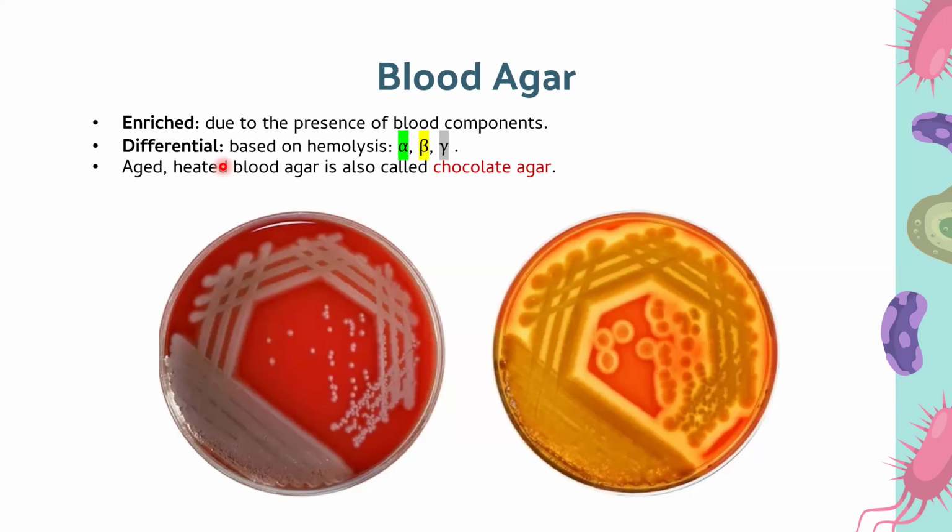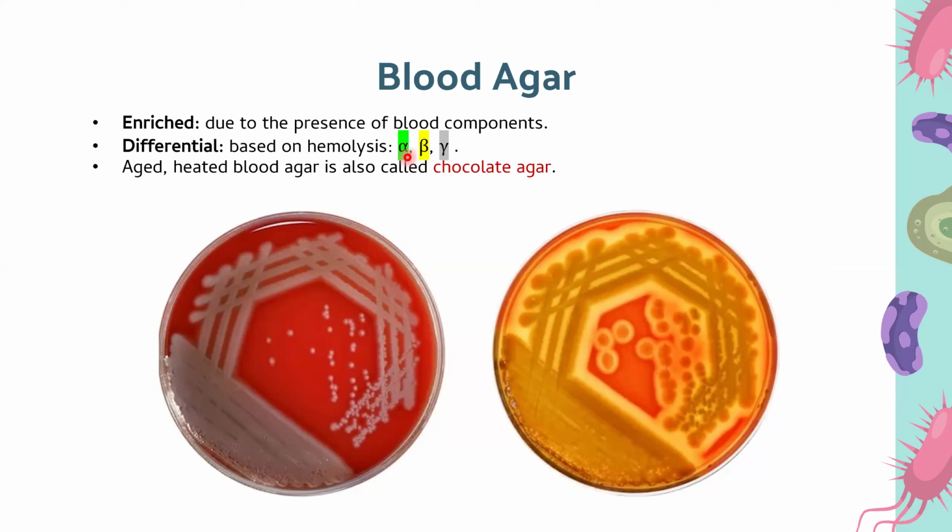Now, why is it differential? It is differential based on the type of hemolysis that occurs, or breakdown of the red blood cells. Once you actually see this type of manifestation, you can tell, okay, this isn't just a regular blood agar, right? It's not just red all the way around. Something is happening here that is abnormal. This is hemolysis, particularly beta hemolysis. So we have partial, complete, and no hemolysis whatsoever.